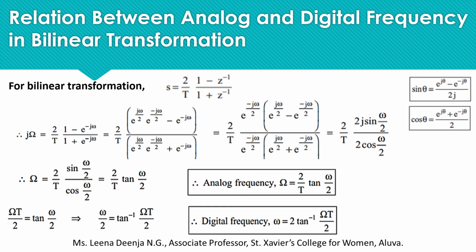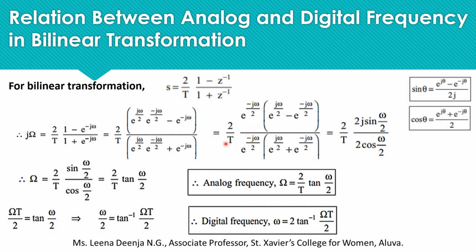Next, we consider the relation between analog and digital frequency in bilinear transformation. For bilinear transformation, s equal to 2/T (1 - z^-1) / (1 + z^-1). In this equation, put s as j Omega and z as e^(j omega). Therefore, j Omega equal to 2/T (1 - e^(-j omega)) / (1 + e^(-j omega)). In this equation, put 1 as e^(j omega/2) into e^(-j omega/2). Now take e^(-j omega/2) out.